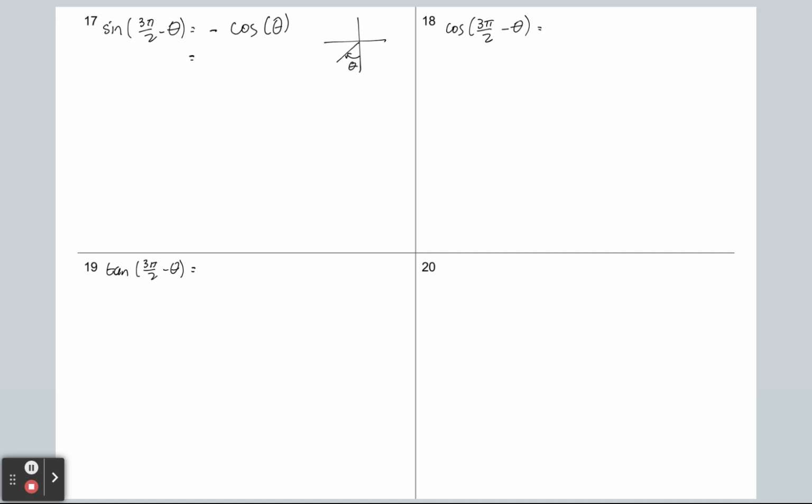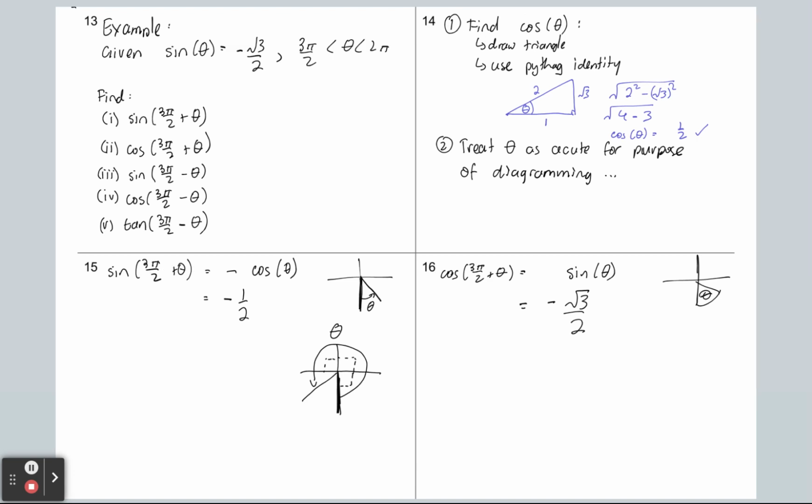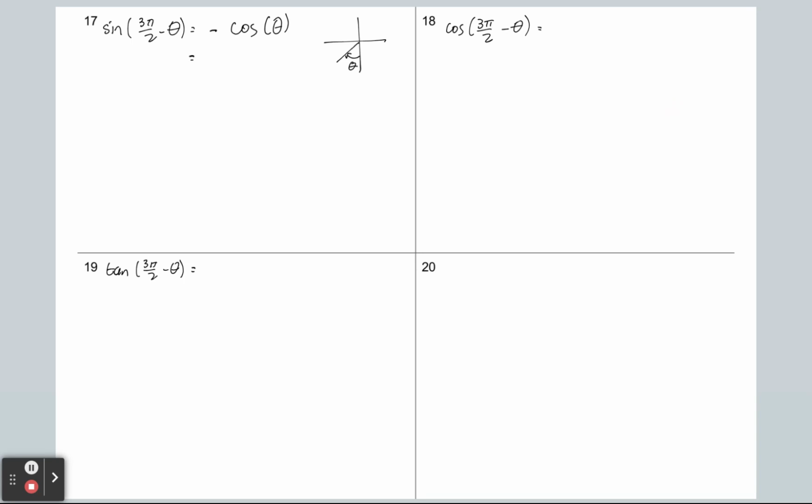Now, cosine of theta, if you remember, we worked out is exactly equal to 1/2. And so we simply replace cosine of theta with 1/2 and we are done. It is equal to negative a half. Number 18, cosine of 3 pi on 2 minus theta. Same process again. We're taking it away from a y-axis, and so we go straight for a conversion from cosine to sine and leave it as theta.